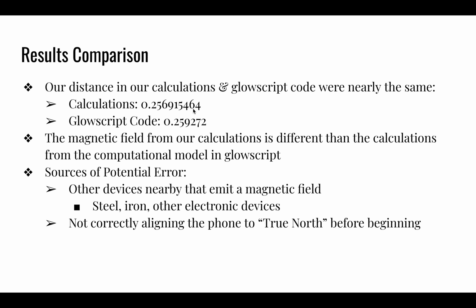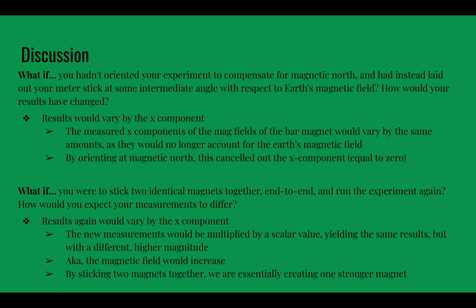but the magnetic field from our calculations is different from the calculations for the computational model in GlowScript. Some sources of potential error are other devices nearby that emit a magnetic field, such as steel, iron, or other electronic devices, or we didn't correctly align the phone to true north before beginning.